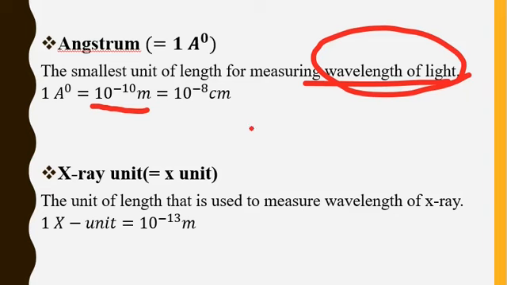Now the next unit, the X-ray unit, which is the X unit, is specially designed to measure the wavelength of X-rays. This is also important. What is the wavelength of X-rays may be asked in the exam, and it is equal to 10 to the power minus 13 meter. You must remember, this is also a very important unit, but it is especially designed for the wavelength of X-rays.